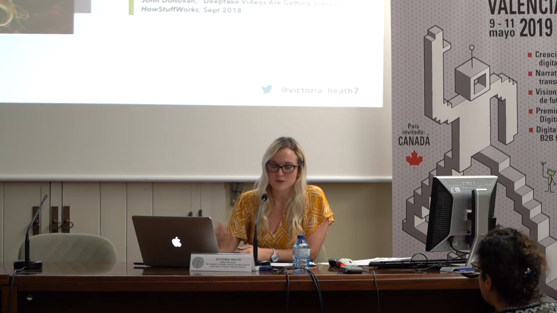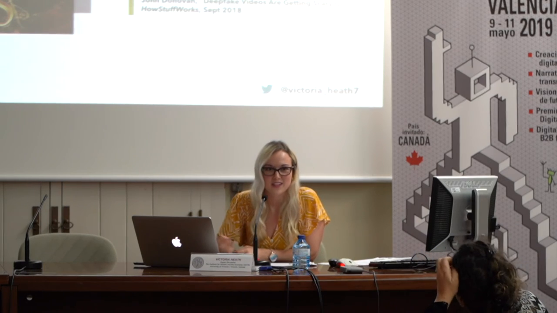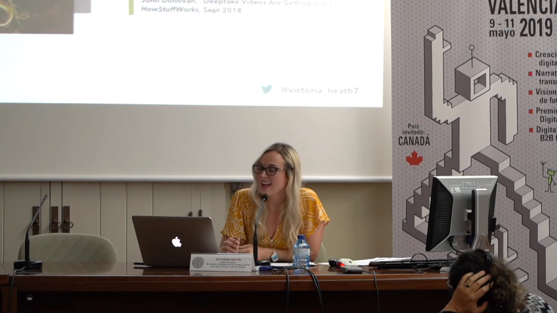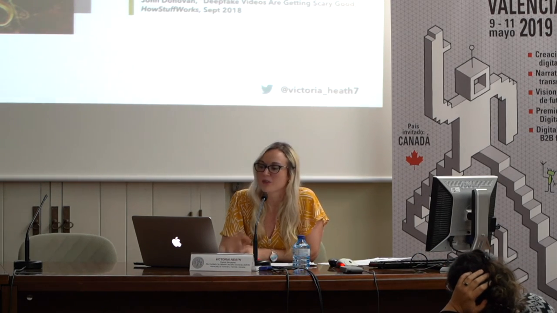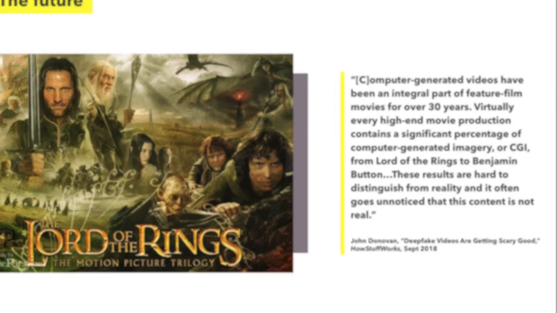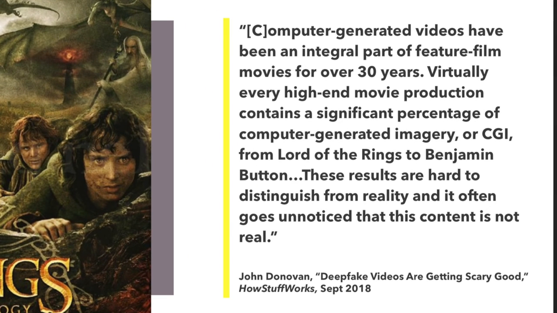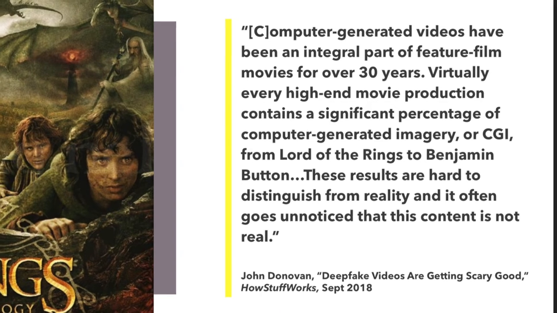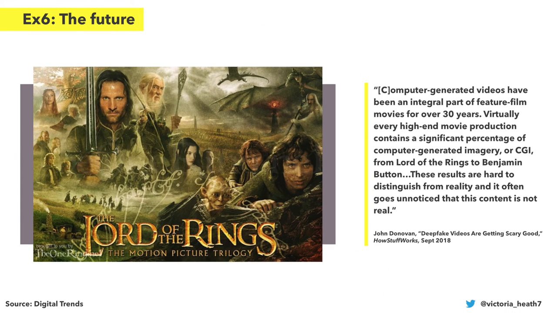When I was doing research on this topic, I came across this really interesting article on How Stuff Works, again, one of my favorite institutions. The article said that computer-generated videos have actually been an integral part of feature film movies for over 30 years. So virtually every high-end movie production contains a significant percentage of CGI, computer-generated imagery. From movies like Lord of the Rings to movies that are out now, like Marvel's Avengers Endgame. And these results are hard to distinguish from reality, and it often goes unnoticed that this content is not real.